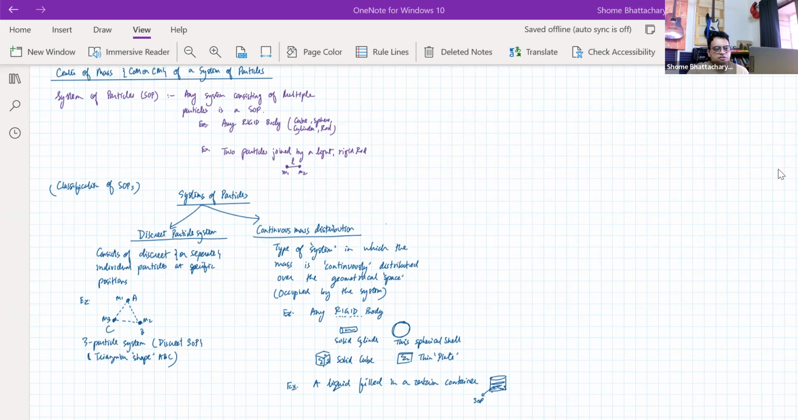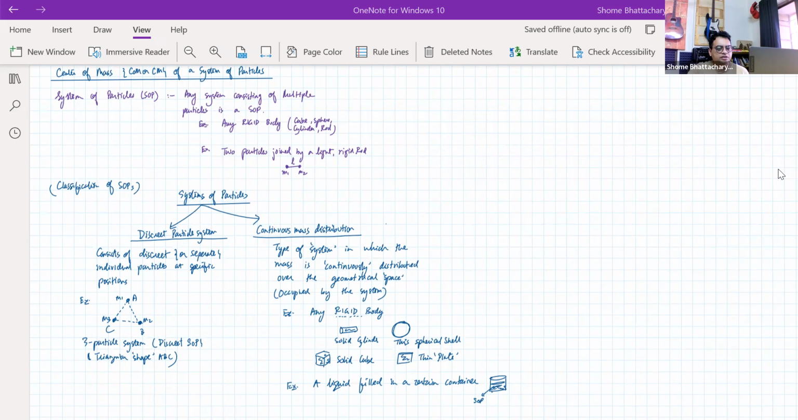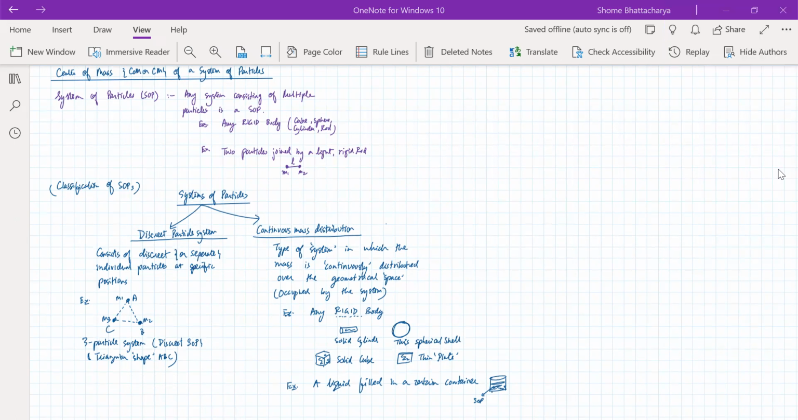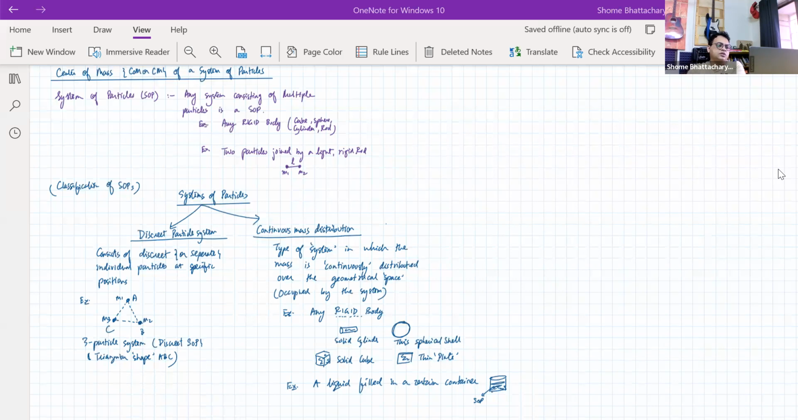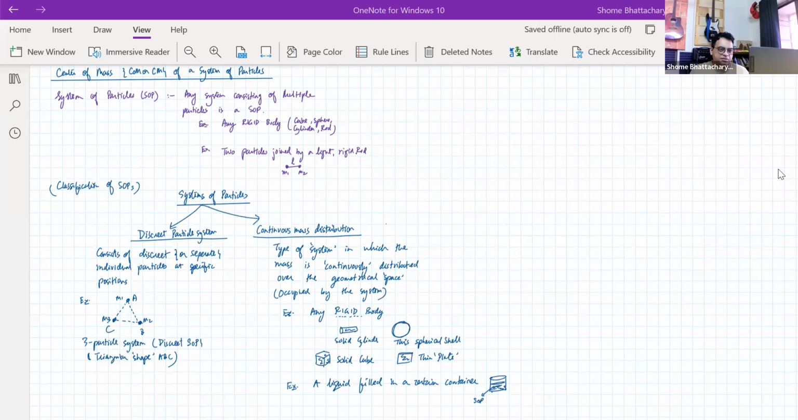Yeah, Jitesh, for discrete particle system, your explanation is correct. But when we talk about a continuous mass distribution, a rigid body is an example, but a non-rigid body also can be a continuous mass distribution, like a fluid. Basically any continuous distribution where mass is not in individual particles, but is spread over a certain geometry. It can be spread in the form of a rigid body, it can be spread in the form of a fluid, it can be spread in the form of a gaseous medium, whatever be the case. But it should be continuously distributed. That's the only idea.